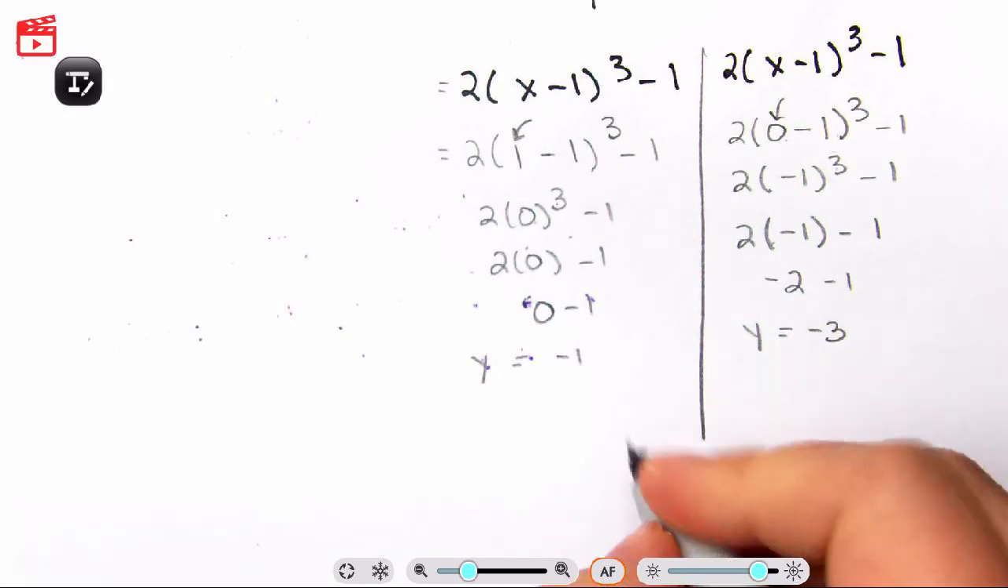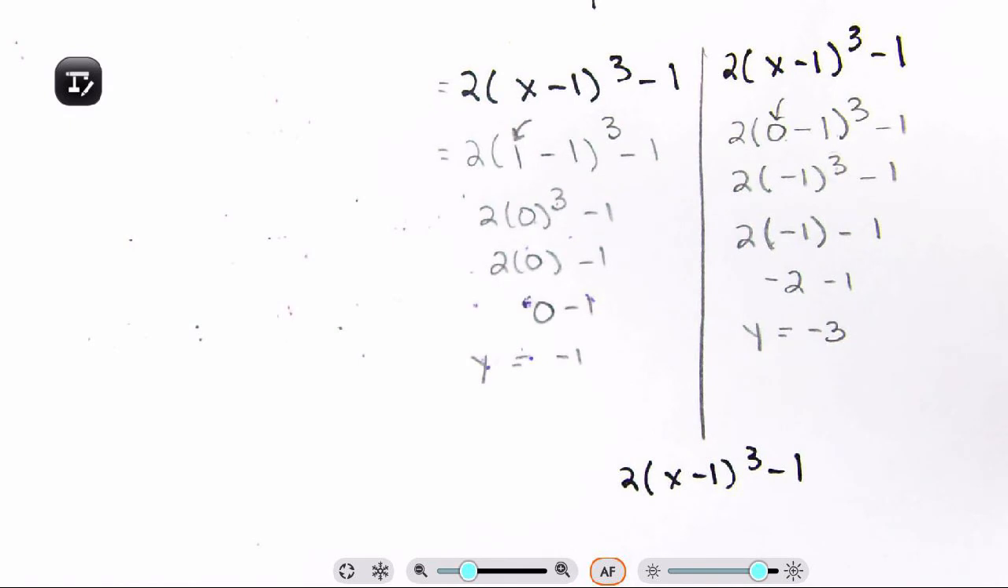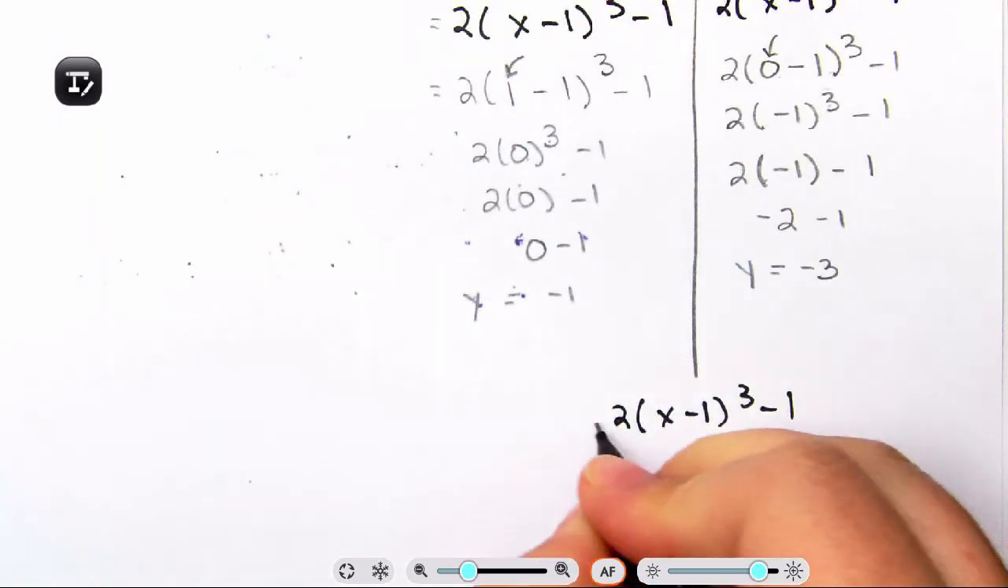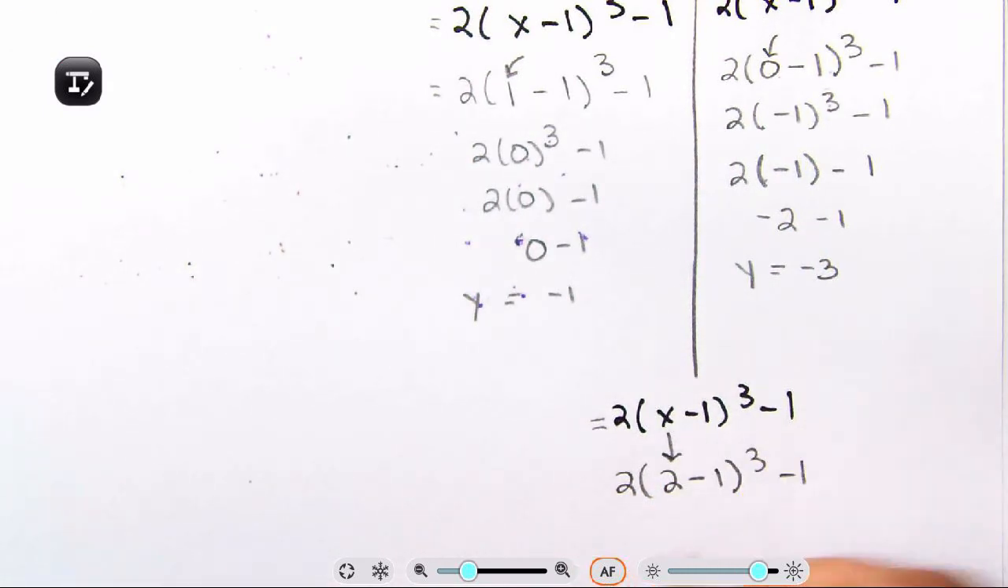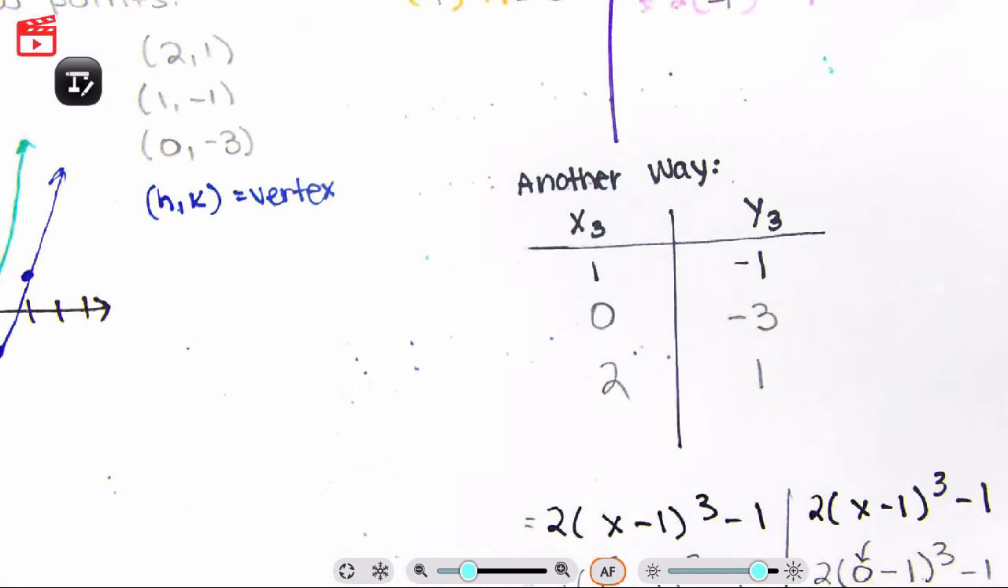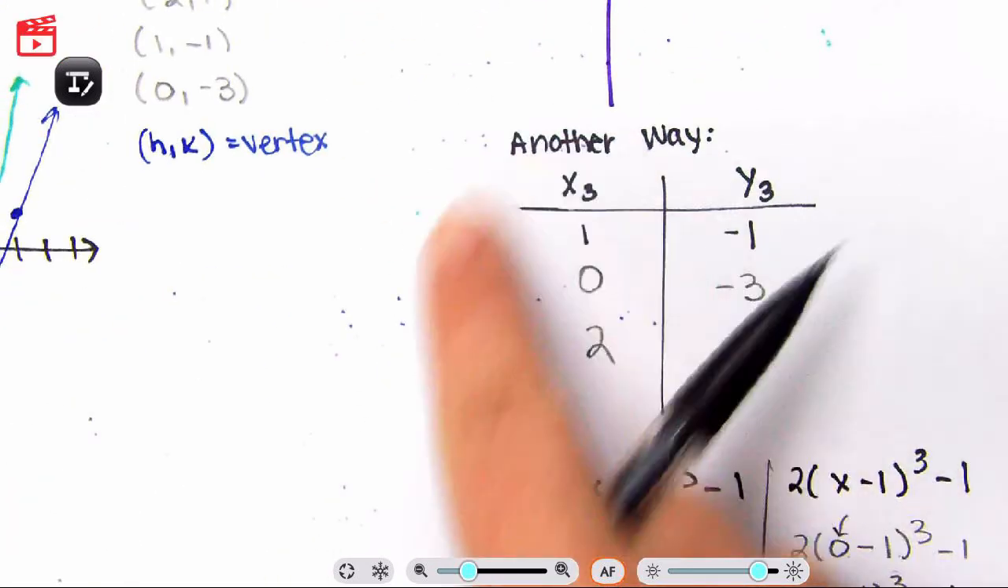Now let's do that one more time. Another pretty number is, and I think I mentioned 2, so let's do 2, because I think 2 is pretty enough. So my input is 2. 2 minus 1 is 1. 1 cubed is 1. So 2 times 1 is 2. 2 minus 1 is 1. So when my input is 2, my output is 1. And so then we have our points that we originally started out with. Here they are. Just an easier way to do it, just plugging and chugging.